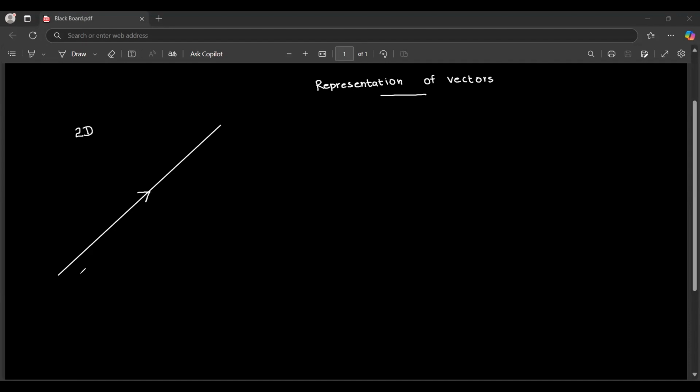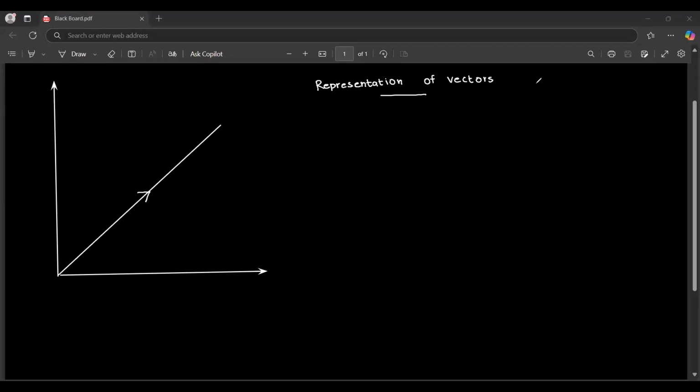Here we can see it's going in the right direction and it's going upwards. We have to talk in 2 dimensions, so we talk about the x-axis, how much it's moving, and the y-axis, how much it's moving. That's how we talk about vectors.